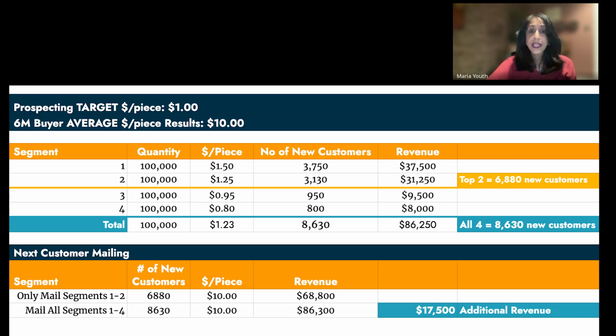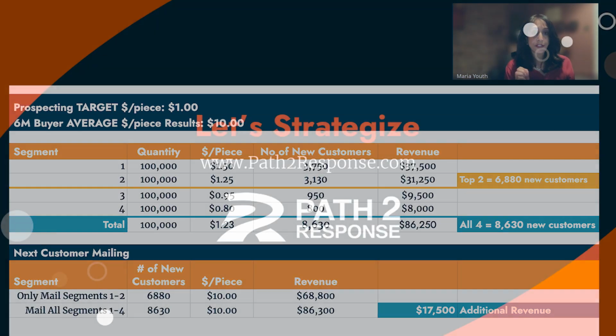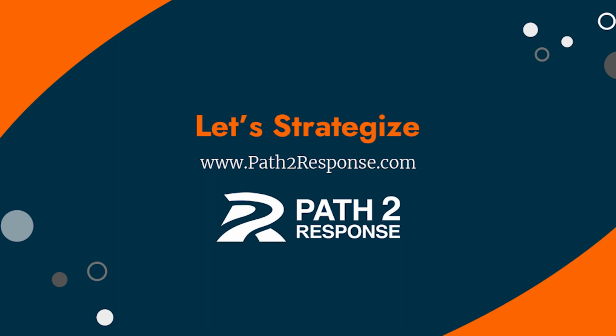So typically clients are mailing more than one time per year. So a new customer will come in, they'll get mailed the very next opportunity, then they'll get mailed again and again and again. So if you were to take that initial mailing and stop at only segments 1 and 2, you are actually generating less revenue than you would have if you mailed all 4 segments, when in reality, all 4 segments combined did meet the prospecting criteria of $1. Something to think about.